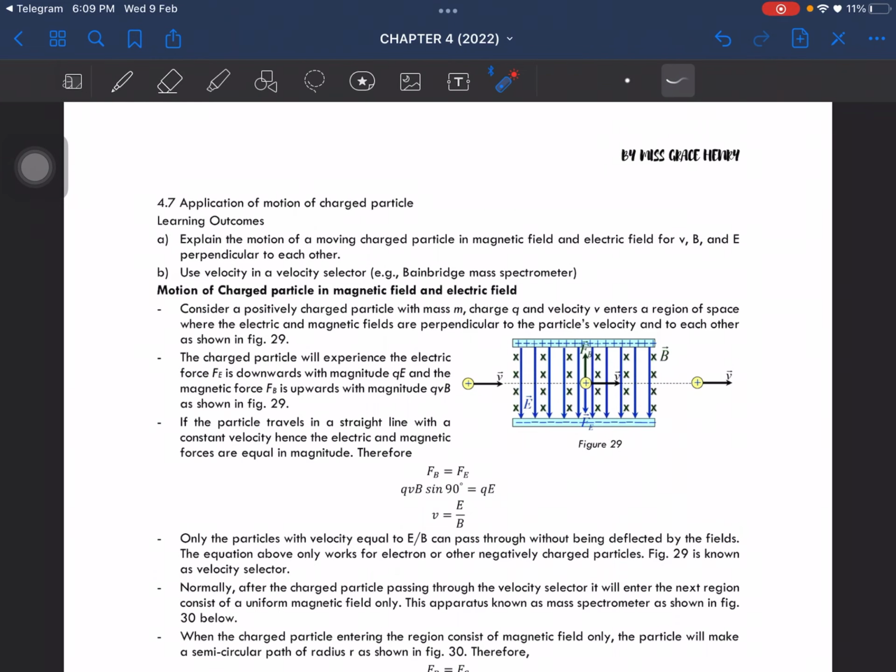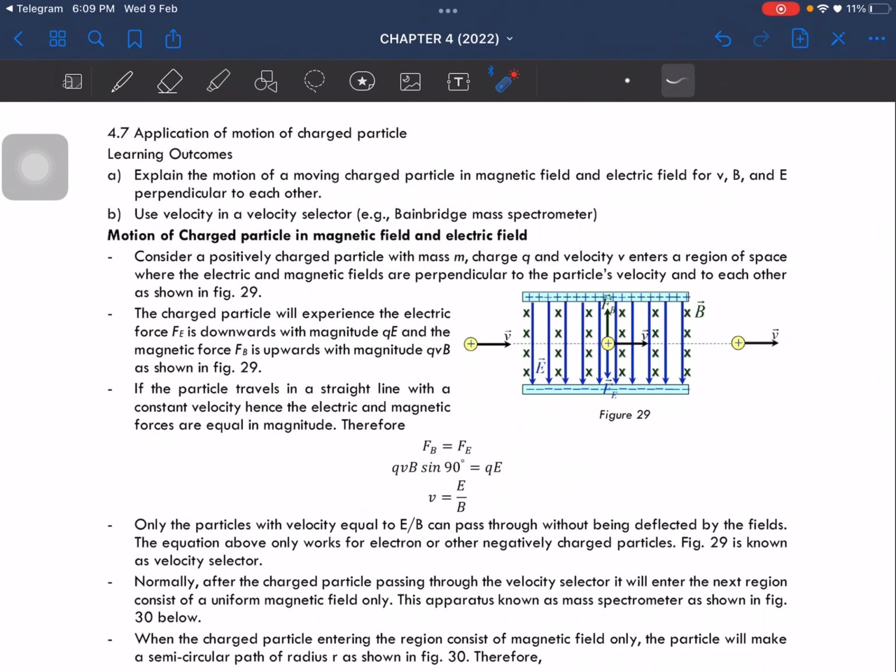Okay, so let's consider a positively charged particle with mass m, charge q, and velocity v that enters a region of space where the electric and magnetic fields are perpendicular to the particle's velocity. So this is the velocity, and the magnetic force is perpendicular, as well as the electric field is also perpendicular to the velocity. Okay, so the charged particle will experience the electric force downwards with magnitude QE.